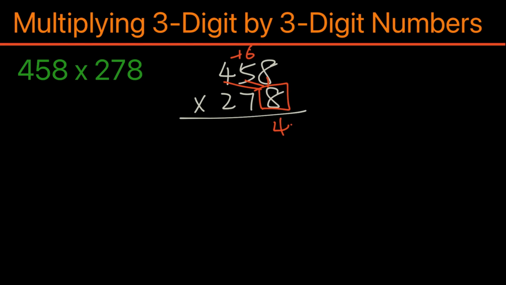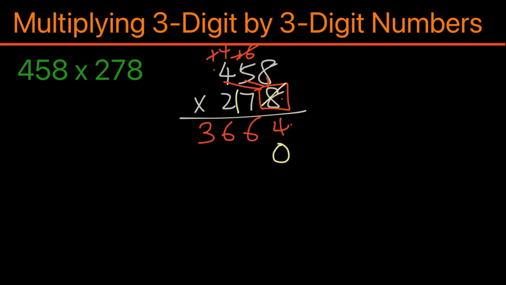So 8 times 5 is 40. Plus the 6 is 46. So we're going to put 46 like so and cross this one out because the 6 has been applied. Now 8 times 4, 32 plus the 4, 36. Okay, now that we completed the 8, we're going to cross it out and place a 0 here.